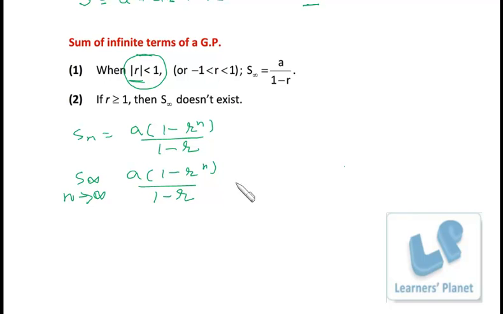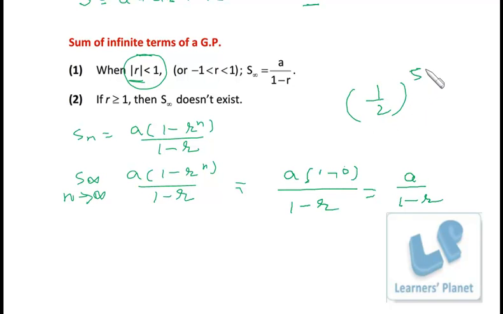So what we can say is a(1 minus 0) upon 1 minus r, or that is a upon 1 minus r. For example, suppose 1 by 2 raised to 500. It will be a very small term, as good as 0, right? So r raised to n will be 0. So the sum till infinity will be a upon 1 minus r, and that's a really important formula. Okay, and the necessary condition over here is that r should be less than 1.